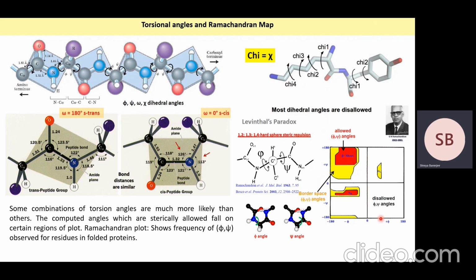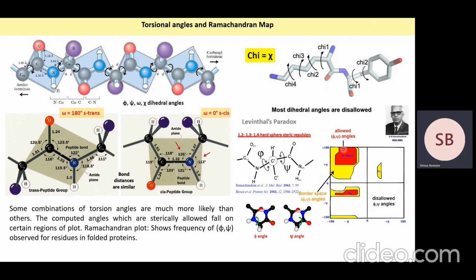So now that you have looked at the 4 kinds of dihedral angles, we can focus on the Ramachandran map. Some combinations of the torsional angles are much more likely to occur than others. These angles which are likely to occur fall on the allowed regions of the Ramachandran plot. The Ramachandran plot has the psi angle on the y-axis and the phi angle on the x-axis. Now the white regions are the disallowed phi psi, meaning that in proteins or peptides you do not find these phi psi angles because they are sterically not allowed.